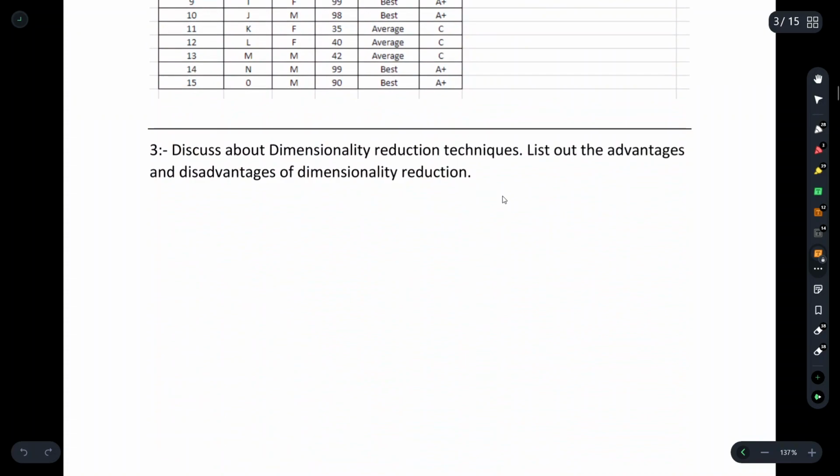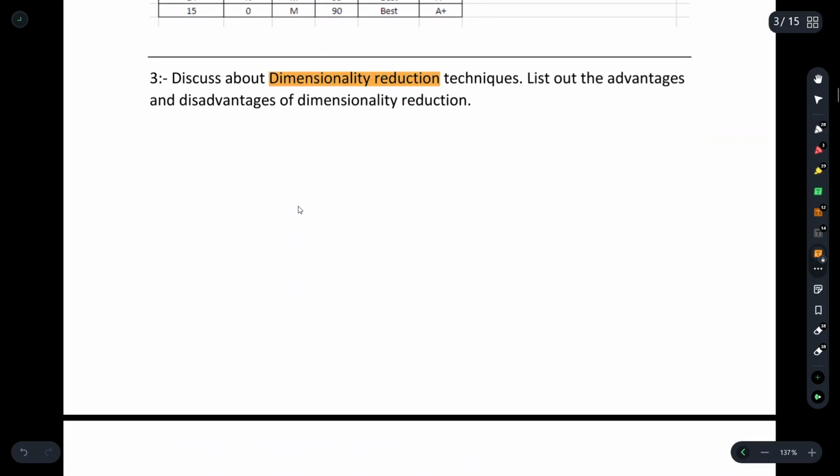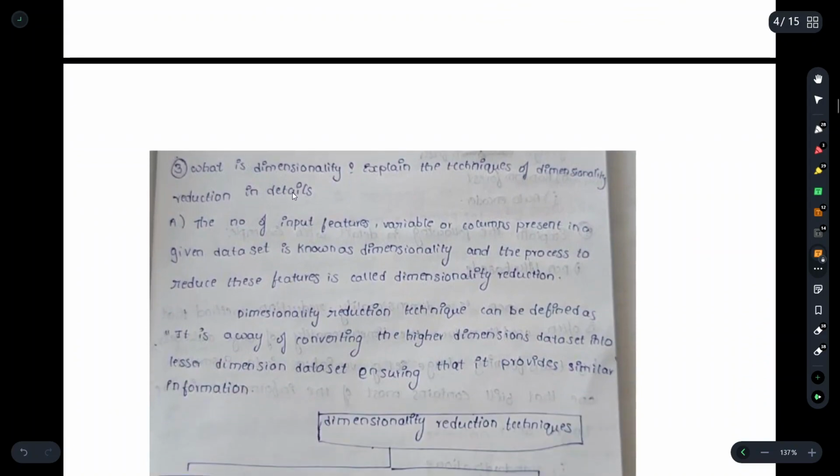You need to just remember this and discuss the dimensionality reduction techniques. List out the advantages and disadvantages. Dimensionality reduction is nothing but, if something is there with a time complexity of order of n cube, then we should be able to reduce that dimensionality and perform that algorithm with order of n itself. Without n cube it should perform with n. So that is our dimensionality reduction. The number of input features, variables or columns in a data set is known as dimensionality. We can reduce those features, and that is known as dimensionality reduction.